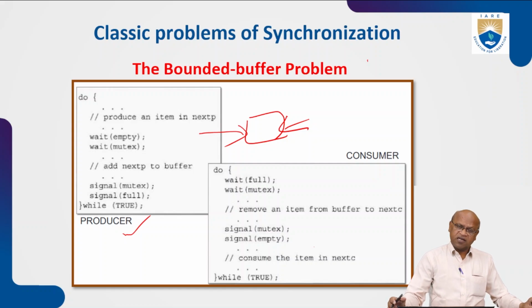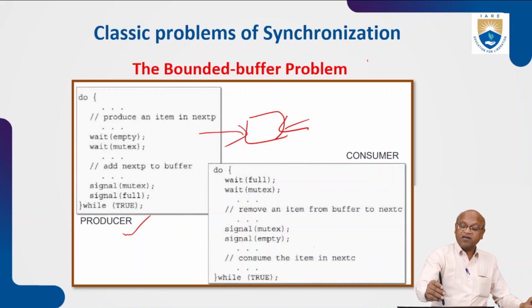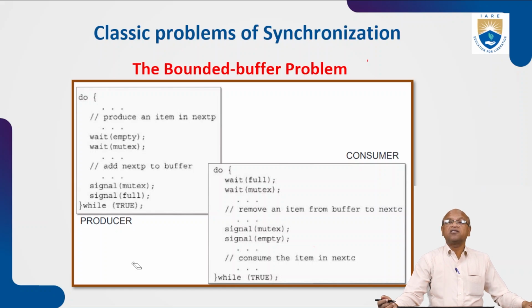Empty means the buffer is empty, so there is no item available for the consumer to consume. In the meantime, when the producer is producing the item, the consumer will go to sleep, that is, when the item is not available. The producer will sleep when the buffer is full. The consumer will be woken up by sending the signal full. Then the consumer will get the item from the buffer and consume it. Till that time, the producer will be in sleeping mode.